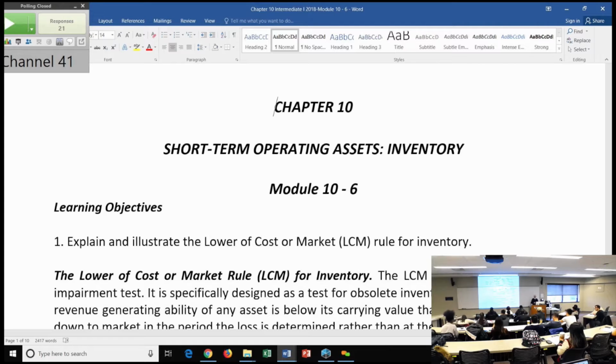Okay, so anything else on dollar value LIFO? All right, now we go to another topic. Two more topics in chapter 10, then we're going to move to 11, maybe Tuesday, maybe a little bit later today, depending. We're going to talk about the lower of cost or market.